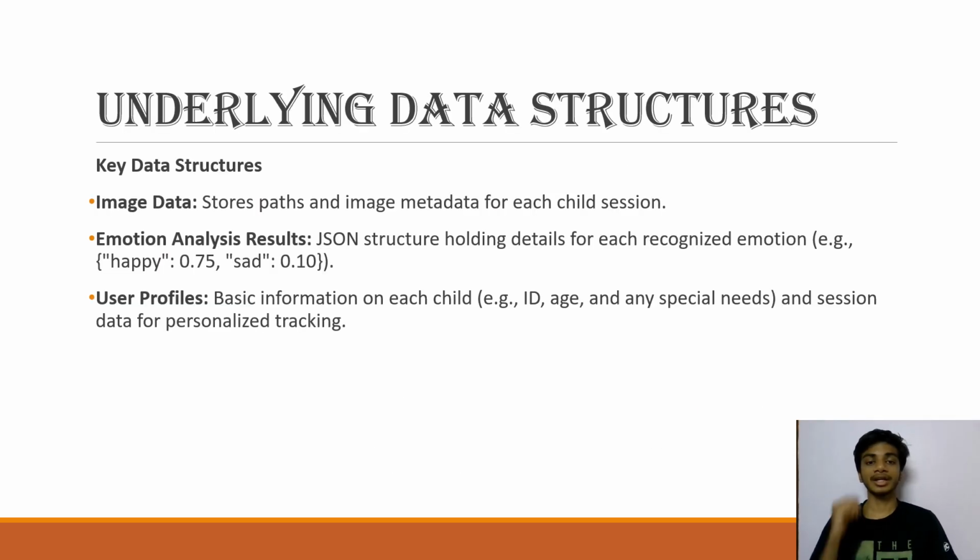Let's go into the data structures we have used in our project. Image data stores the path of the image and metadata of each child. Emotion result is in a JSON structure holding details of each recognized emotion. Next, user information stores the basic information of the child like age, child name, session ID, and so on.